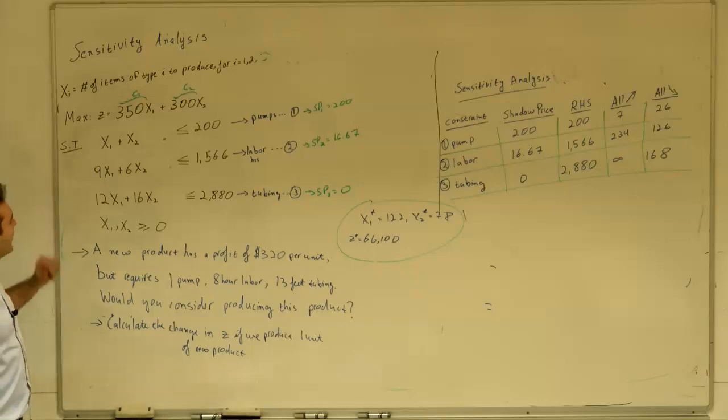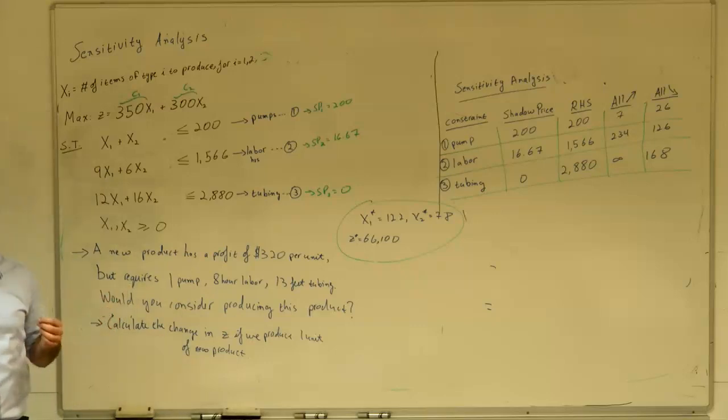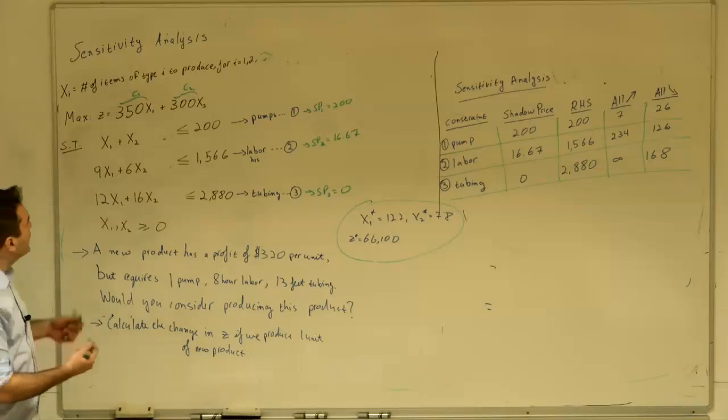Using the shadow prices of my original problem, I want to identify if it's going to be profitable to produce from this third product. Now, if I was going to construct a new LP that accounts for this new product, I would have done it as such.